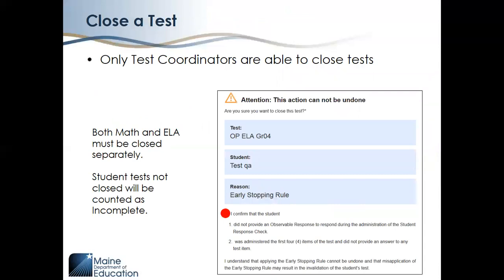When you click Close Test from the Actions menu, the prompt shown here appears. It asks you to confirm that the student met the criteria for the early stopping rule. Check this box, then click Close Test. The test will close. Remember, you need to do both math and ELA.